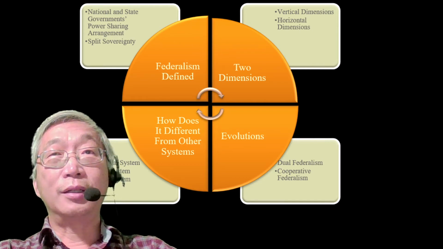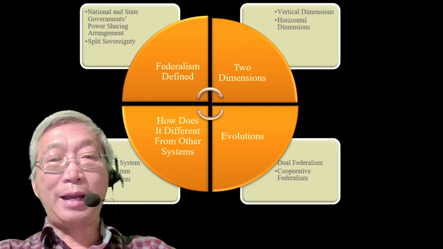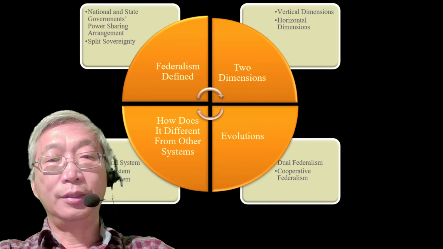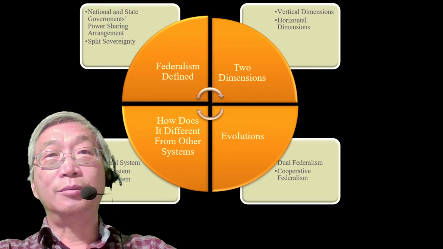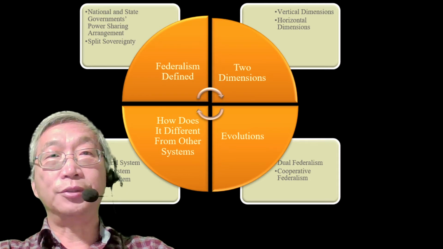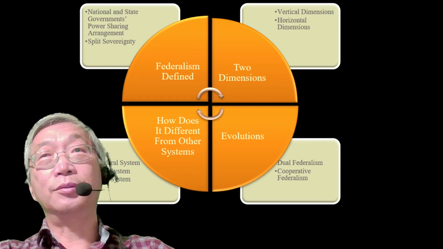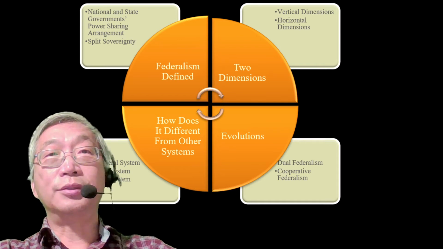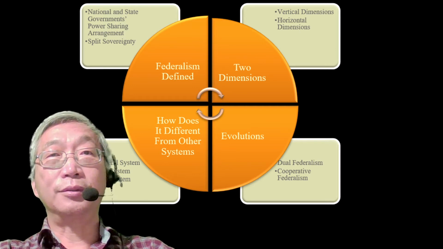The second part looks at the content of federalism. How exactly are powers shared and distributed between the two main players, the national government and the 50 state governments? So we introduce the notion of the horizontal dimension of federalism and the vertical dimension of federalism. Those are the two relationships that are defined through various arrangements provided for by the U.S. Constitution.